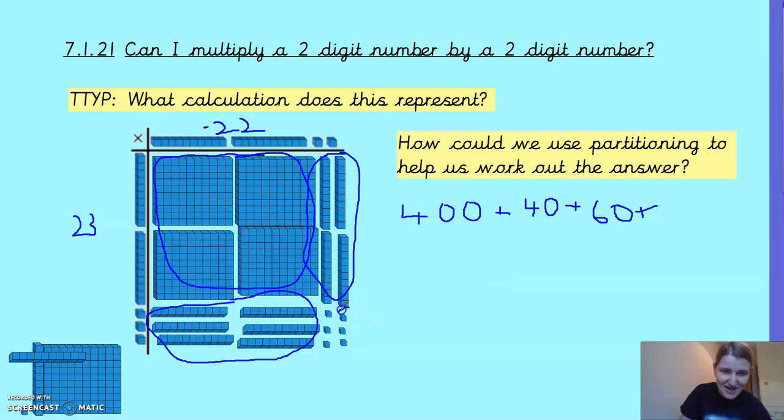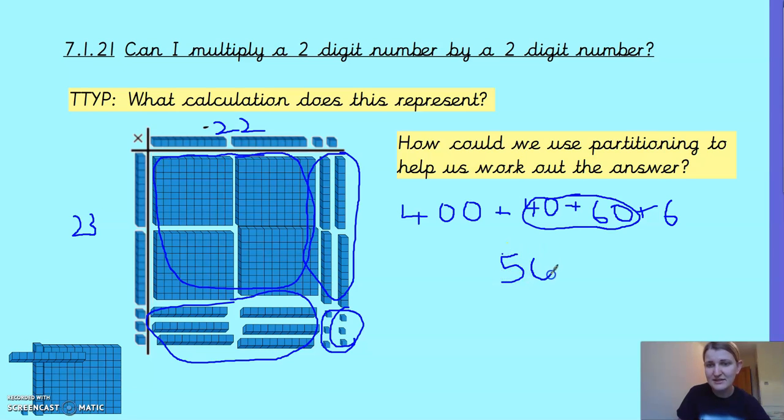Now, I know that 40 and 60 go together to make 100, another 100, so I would carry that. So my answer would be 400, add 100, add 6, which would be 506.